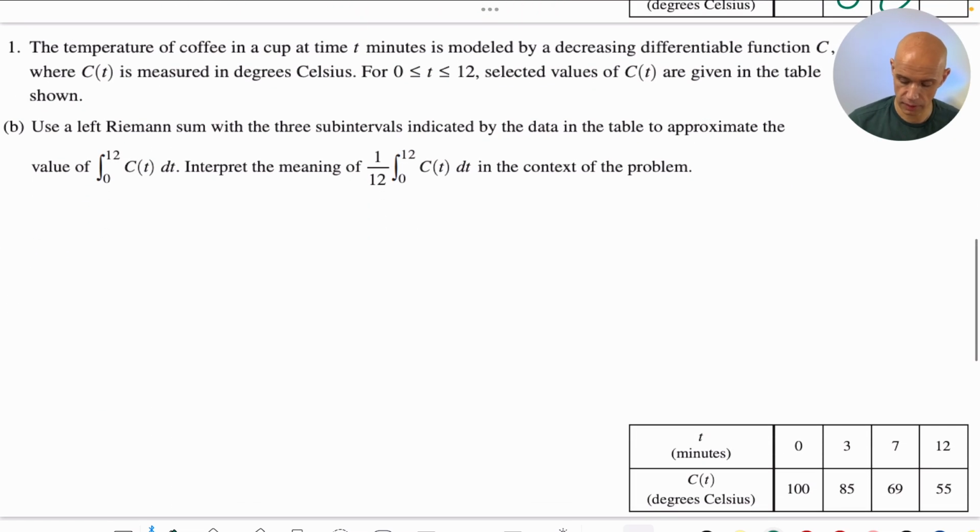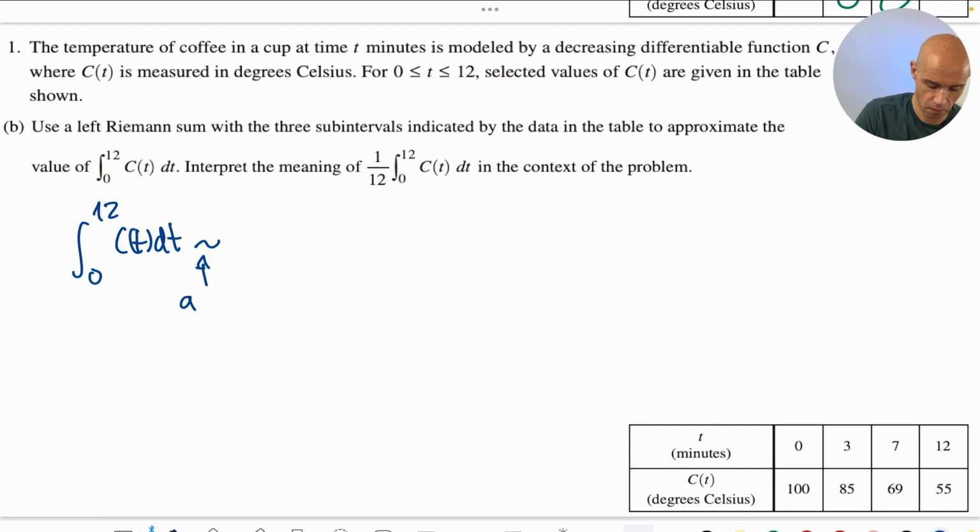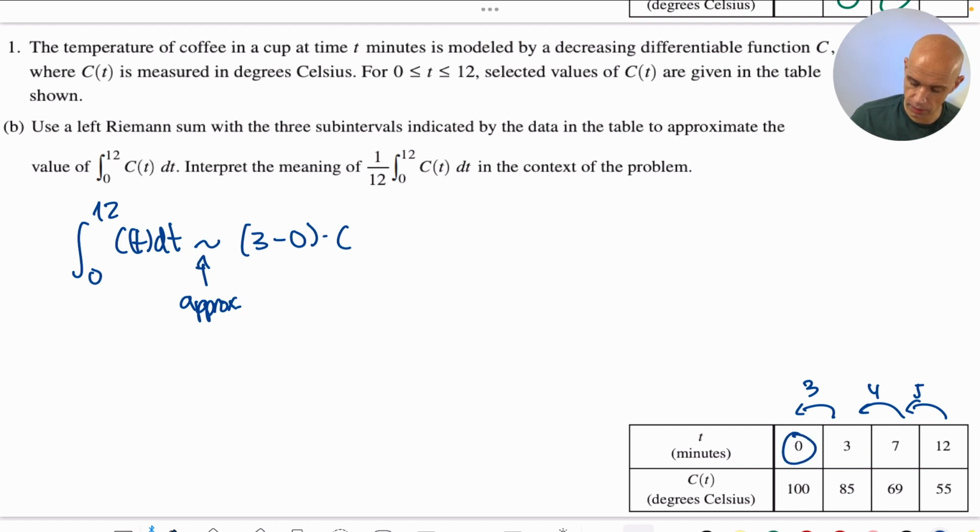So use the left, okay, let's do that. For that, this integral here, which would be exact, is only going to be approximated by this sum of terms, which is basically the length of the interval: 3 minus 0, 7 minus 3, 12 minus 7. So it's going to be 3, 4, and 5. So let's write it all. 3 minus 0, multiplied by the height, since this is the left one, then you choose this one, and then this one, and then this one, okay?